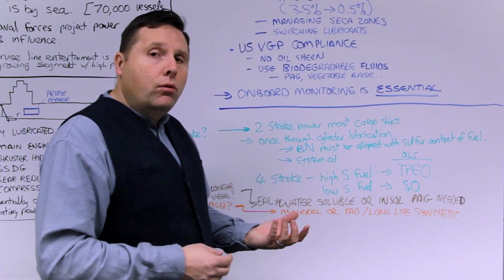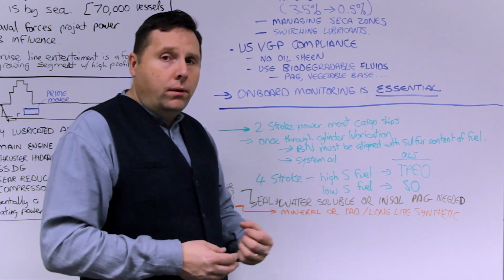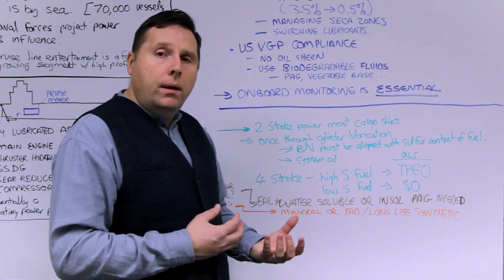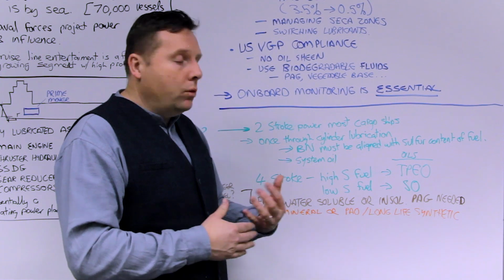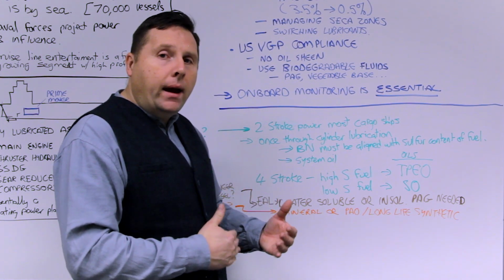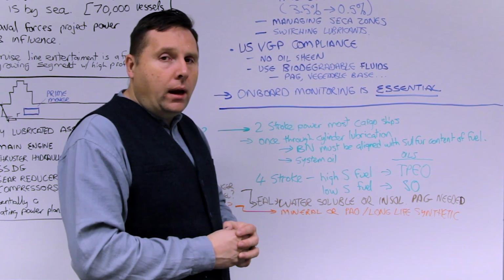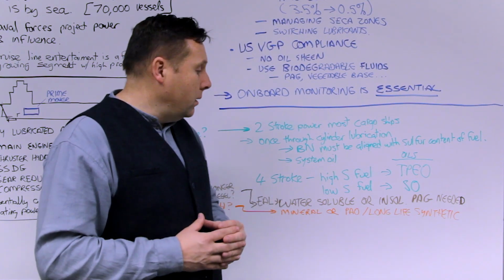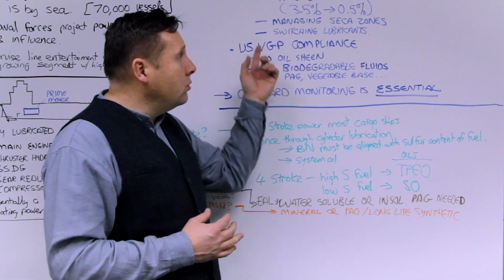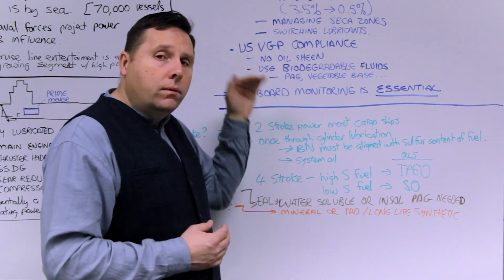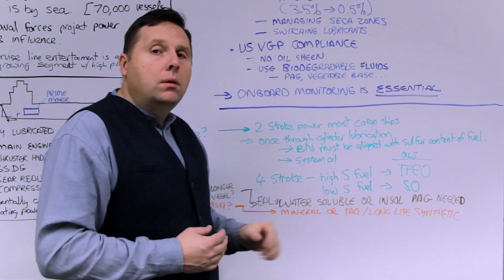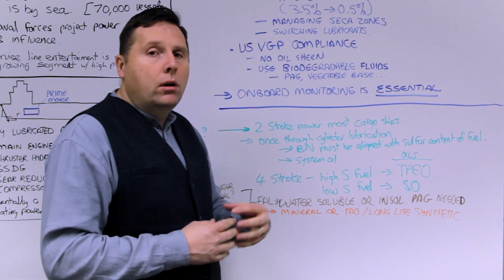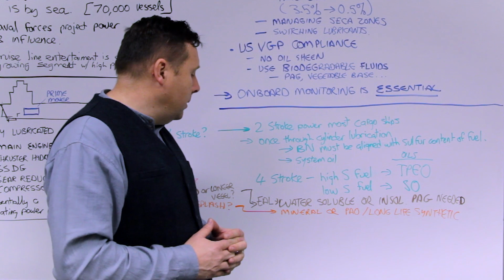You also have four-stroke applications that are running high sulfurous fuels. If that's the case, you need something like a TPEO, or trunk piston engine oil, which has the right additive package to be able to manage those high sulfurous fuels. Or you can have regular four-stroke, lower base number. As you can imagine, with the industry switching from high sulfur to low, everybody is going to be moving more towards a more conventional system oil or TPEO type of environment.